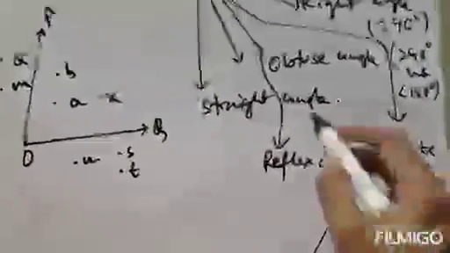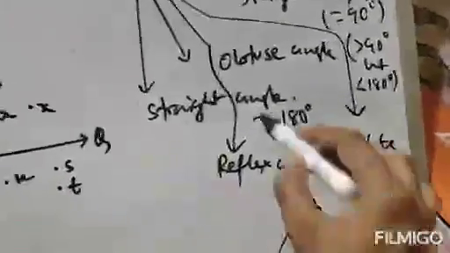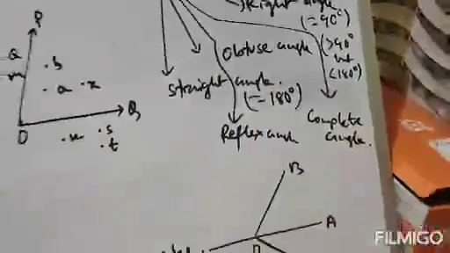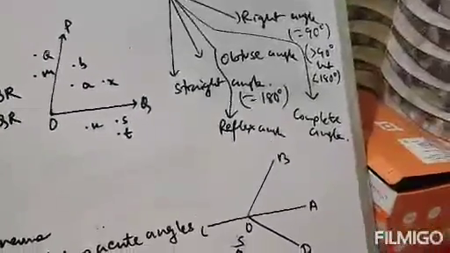Straight angle, an angle which is equal to 180 degrees. That is a straight angle. Clear?